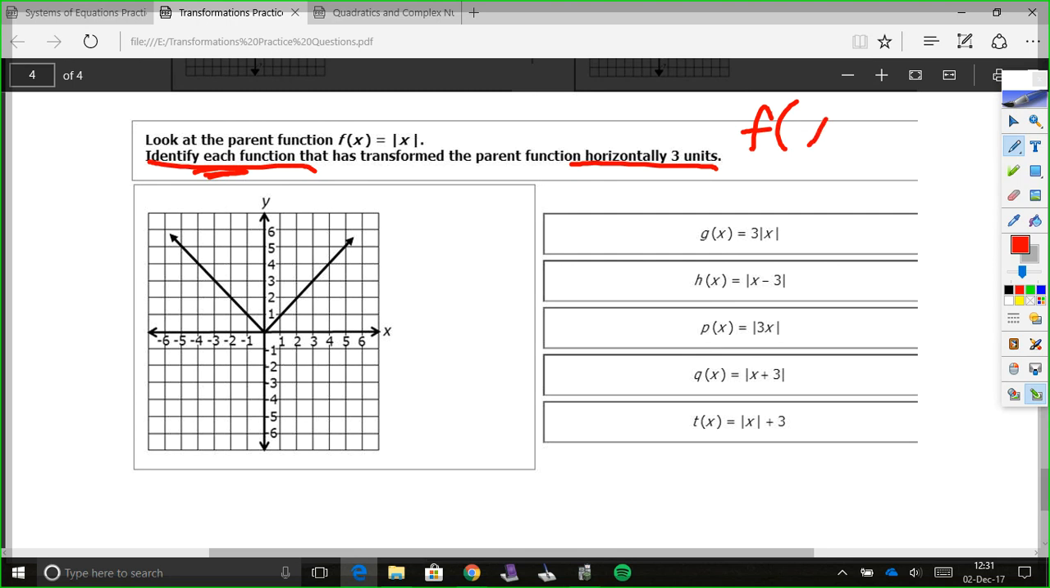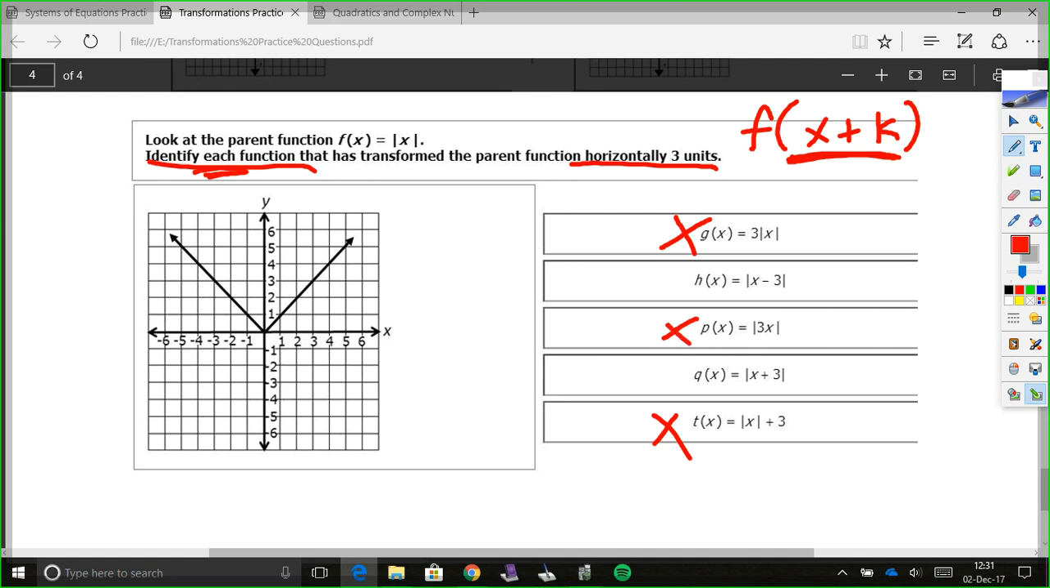Remember, a horizontal shift means that I have some kind of shift inside my function, inside my parentheses or whatever. Now, since we have absolute value, that means it's inside the absolute value bar. So I'm looking for a 3 inside, adding or subtracting inside my absolute value bar. So it's definitely not g of x because the 3 is on the outside. It's definitely not t of x because the 3 is on the outside. H, P, and Q all have 3's on the inside. But P is being multiplied. I'm not multiplying the 3 with the x, I'm adding it to the x. But again, it could be adding or subtracting. It's not P of x either.